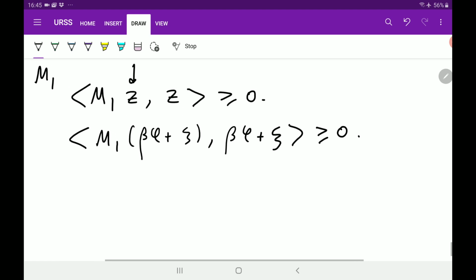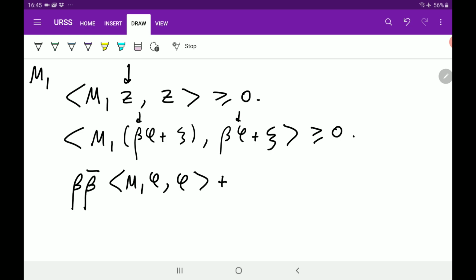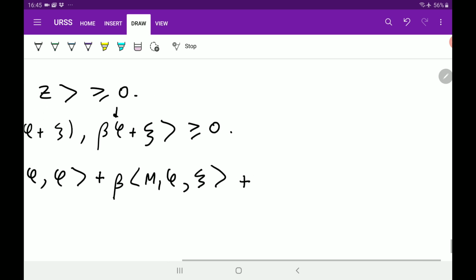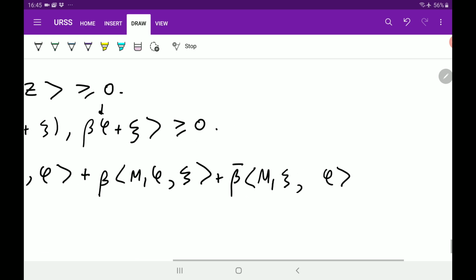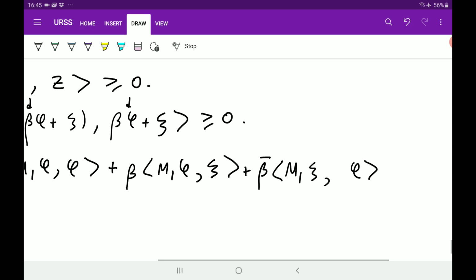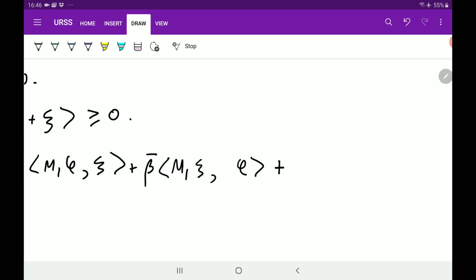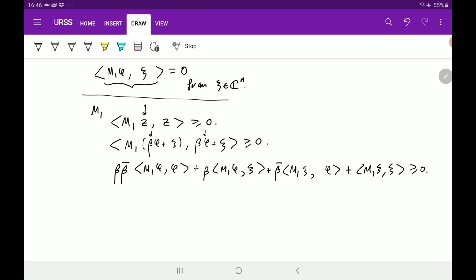Now, let's use linearity and all that. The first term is going to be beta, and this argument is antilinear, so this is beta complex conjugate, M1 phi, comma, phi. Plus beta M1 phi, comma, psi, plus M1 psi, comma, beta phi. This beta comes out as a complex conjugate. Okay, I'll deal with this in a second. Plus the final term, M1 psi with psi, is greater than or equal to 0.